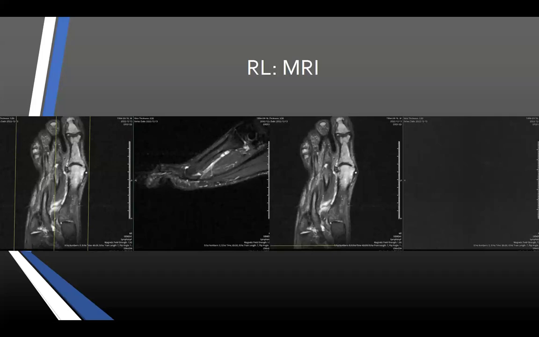Just something to put on your differential every once in a while when someone has this sort of injury with continued pain at the joint: you've got to think about an osteochondral lesion. Sometimes you can't see it on the X-ray, but sometimes the MRI can be helpful in showing those as well.